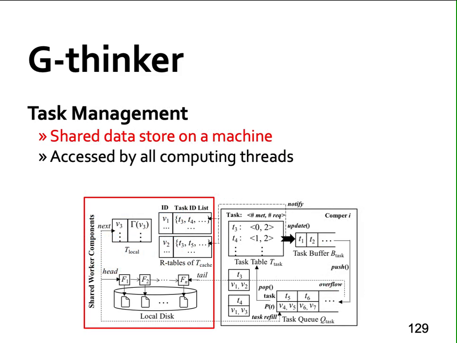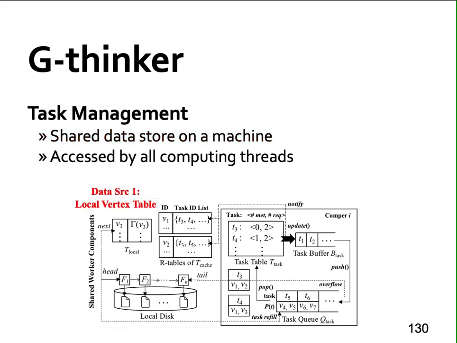Next, we look at Gsynchro's task management. In this slide, the components in the red box are shared by all computing threads in a machine, including the local vertex table and a list of task files spilled from the task queues of computing threads, both of which are sources of tasks to be refilled into the task queues.